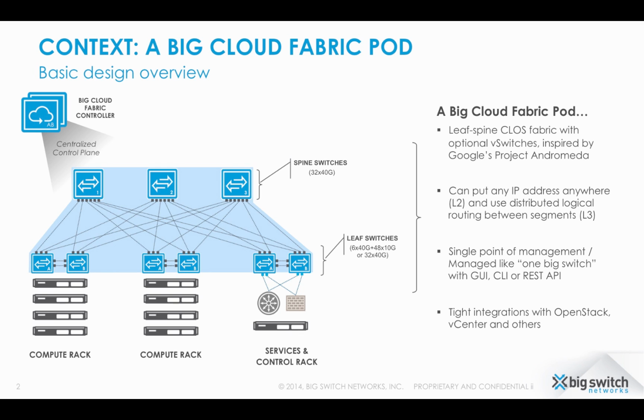pods. Instead of managing all these switches one by one, using Big Cloud Fabric SDN controller, you can manage the whole network like one big switch using CLI, GUI or REST APIs. Furthermore, BCF provides tight integrations with OpenStack and VMware.